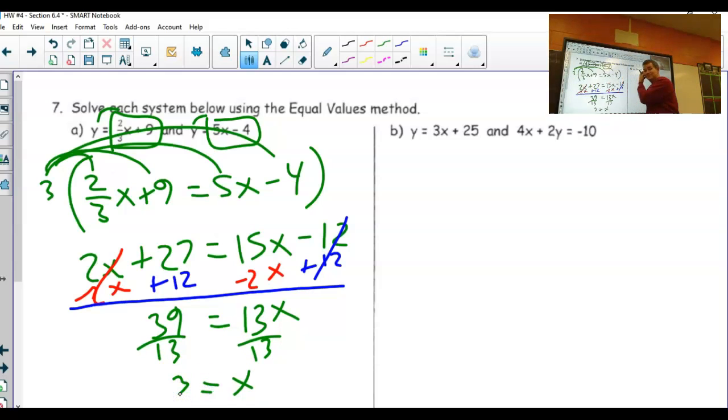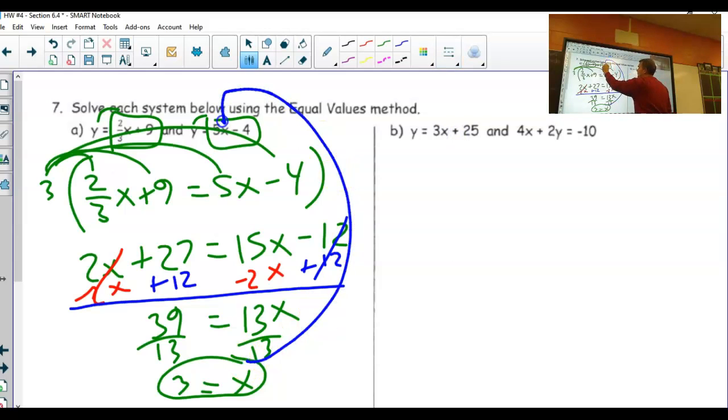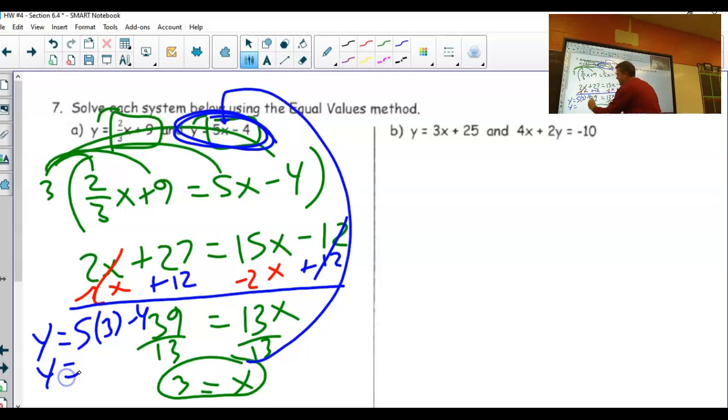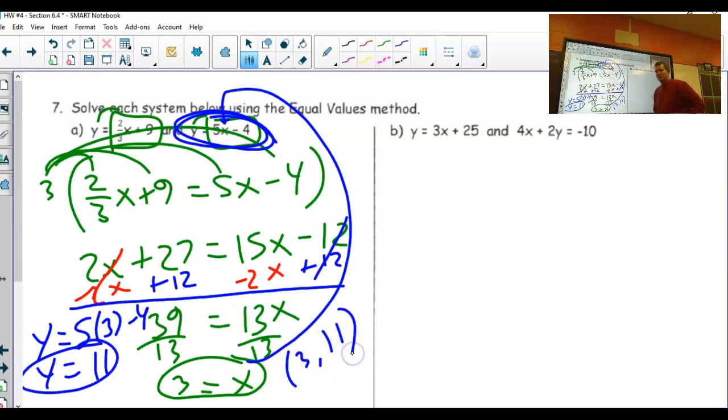But I'm not done. Once I have x equals 3, to get the rest of my solution, to get the y value, I need to take the 3 and put it back in up here for x. So y would equal 5 times 3 minus 4 when I do that. That'd be 15 minus 4, which is 11. So I get x equals 3, y equals 11, which would look like that, I suppose.